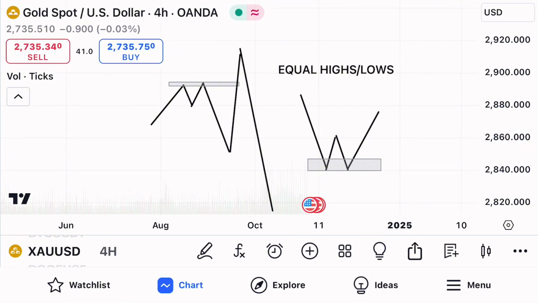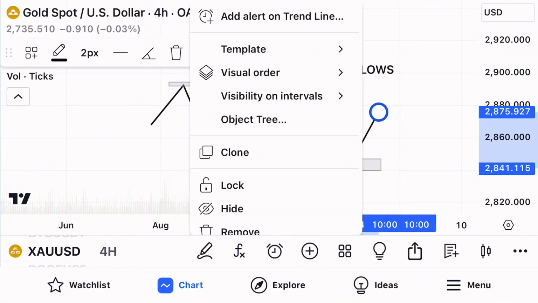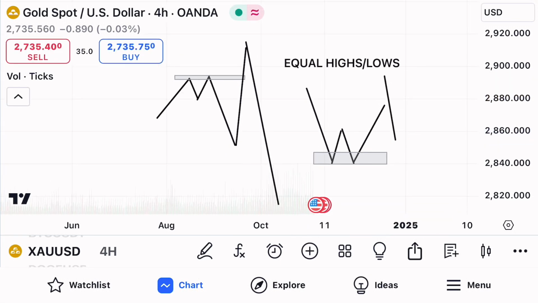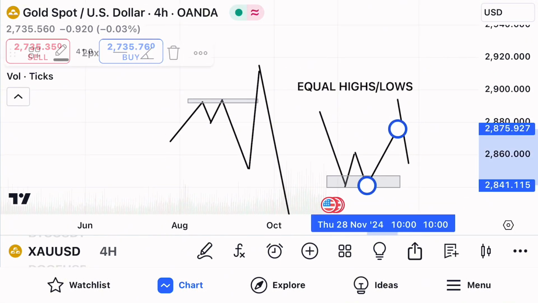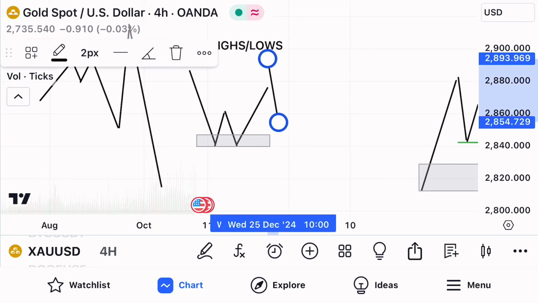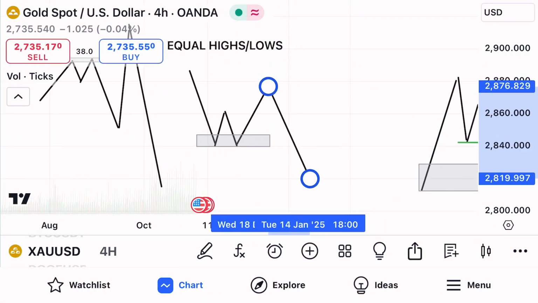Liquidity is stop loss. Stop loss is what? Stop loss is money. So it will come back and sweep the stop loss there, enter into a point of interest. Don't worry, I'll explain what point of interest is. And it kept going down.